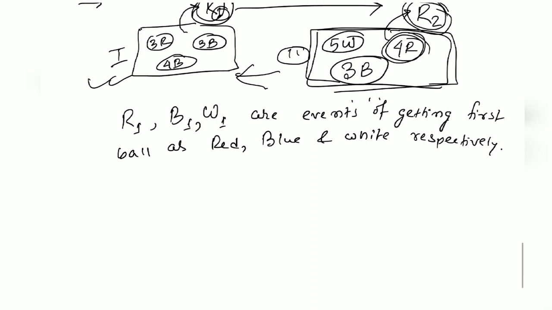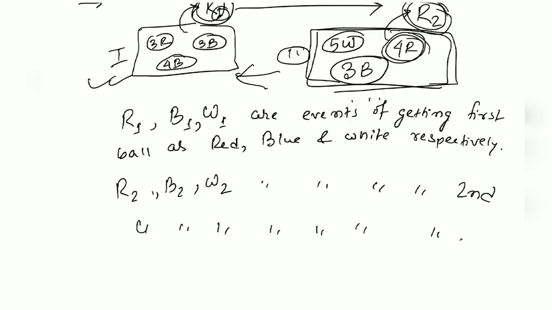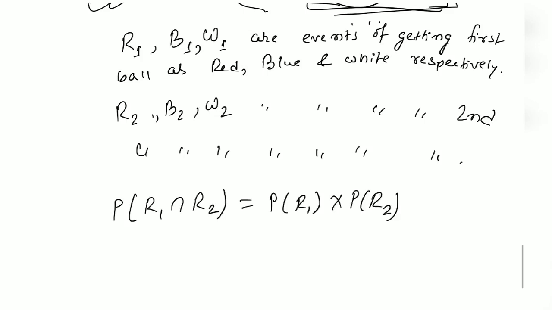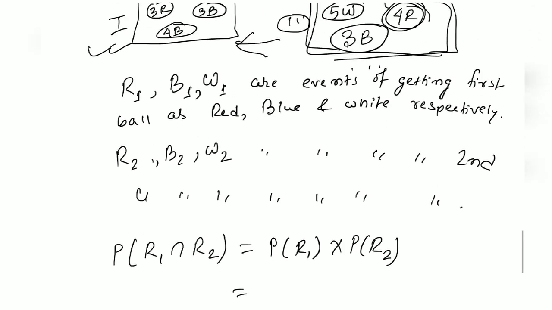Okay, now similarly R2, B2 and W2 are events of getting the second ball as red, blue and white respectively. Fine. So I have mentioned earlier that R1 and R2 are independent, which means P of R1 intersection R2 is P of R1 into P of R2. So what is actually P of R1?